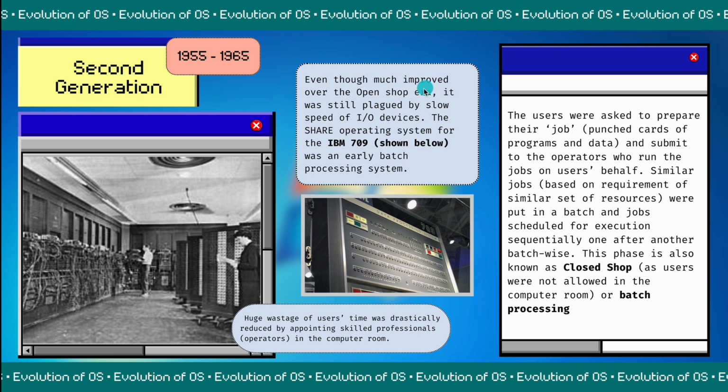Even though it was much improved over the open shop era of the 1940s, it was still plagued by the slow speed of I/O devices. The SHARE operating system for the IBM 709, which is shown in this picture, was an early batch processing system. It took ages to set up the computer for processing before the processing actually took place. This was done by appointing skilled professionals, also called computer operators, in the computer room, as you can see right here.